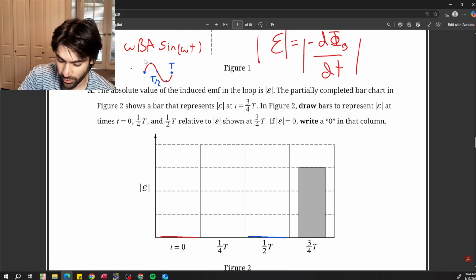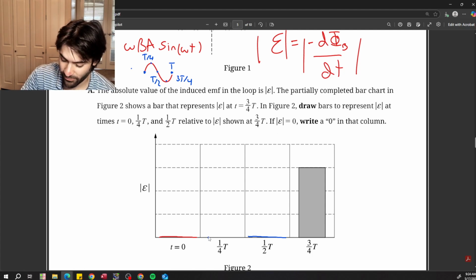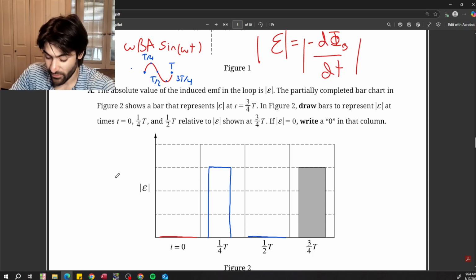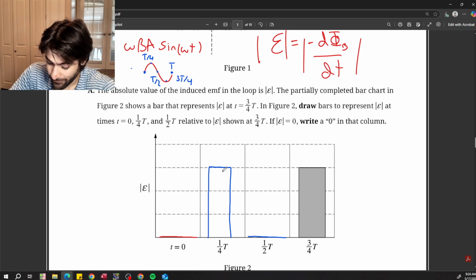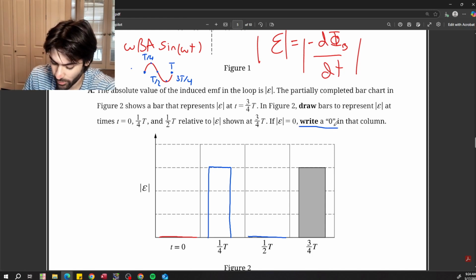So when you're at a quarter of the period, you're at maximum displacement, and at 3/4. These are actually equal and opposite, but because it's absolute value, these will both be the same. So you have 0 EMF, zero EMF, and then at 1/4 of the period and 3/4 of the period, these quantities will both be the same. Oh, they say write a 0 in that column, so I'll just write 0.